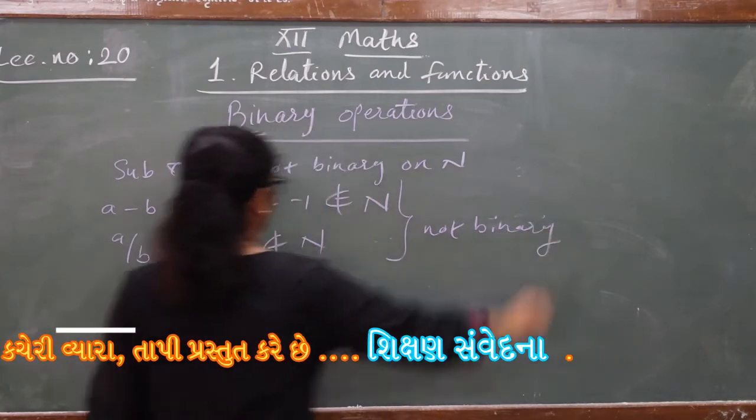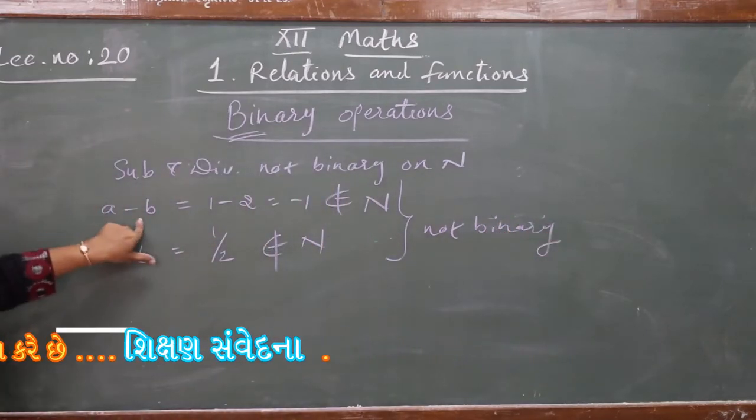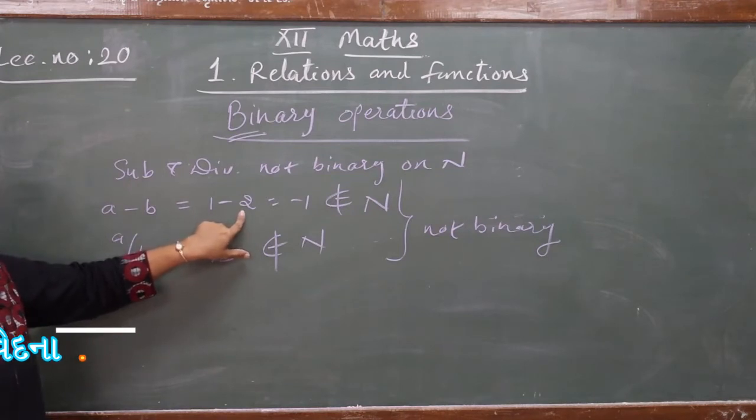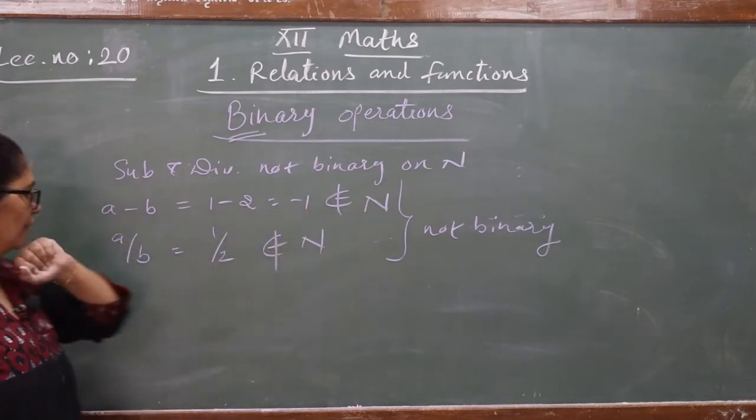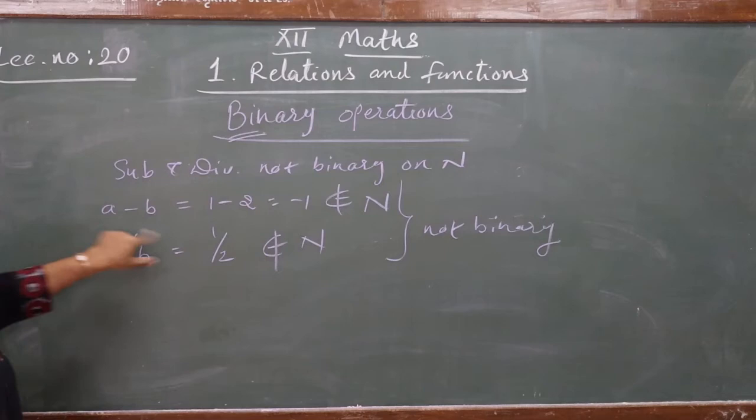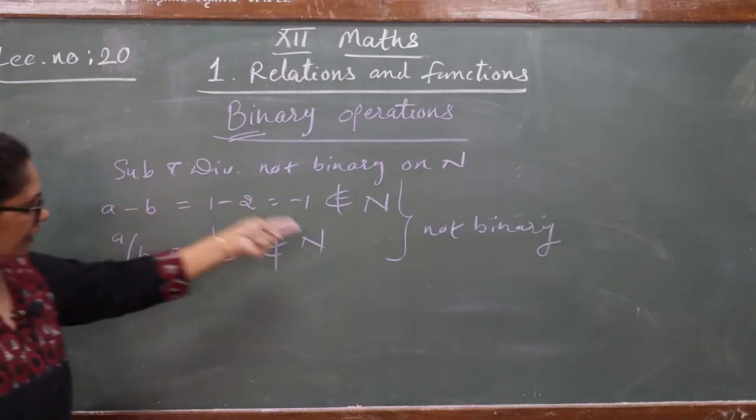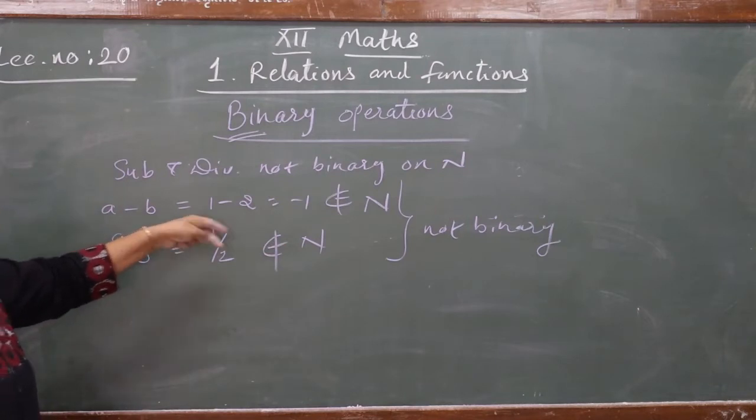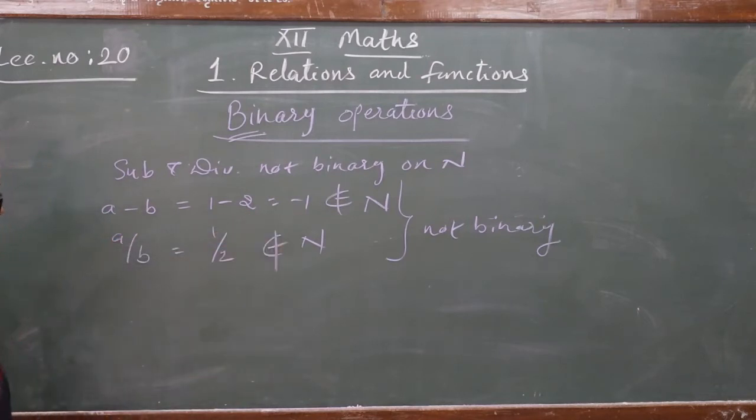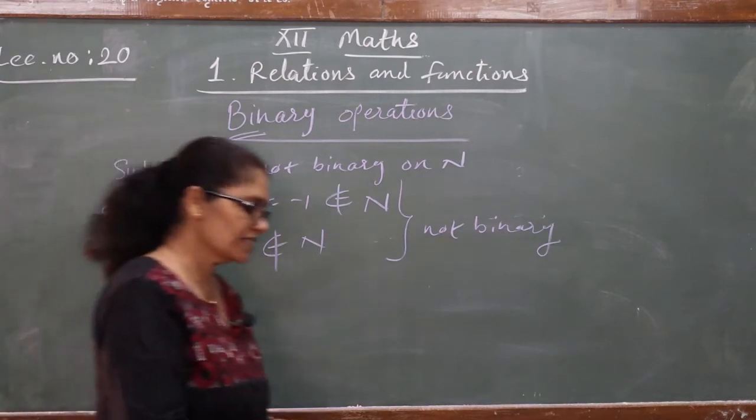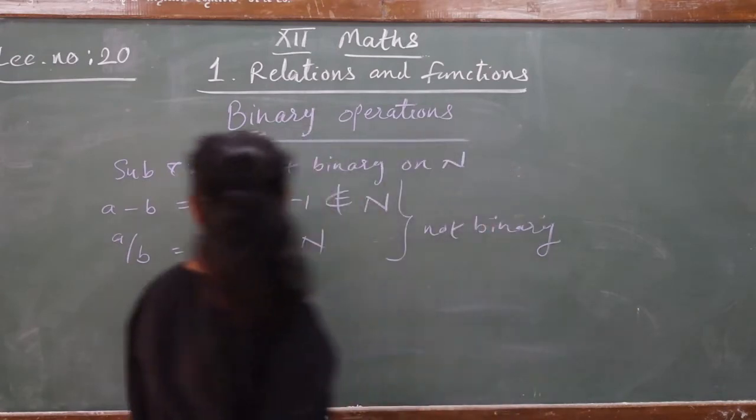One simple example we have taken, 1 and 2 only, because subtraction of 1 and 2 is minus 1, which is not a natural number. If we consider division of 1 and 2, 1 by 2 is also not a natural number, because 1 by 2 is a rational number. Suppose this is given on R, then division is also not in R, as we have discussed in our previous question.